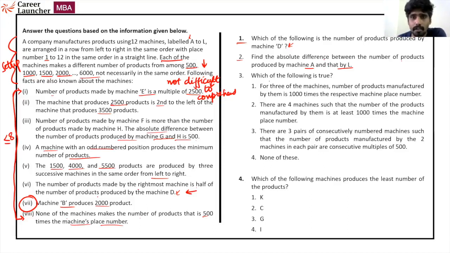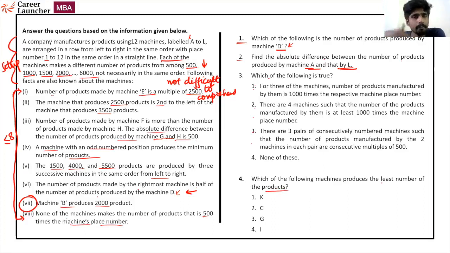Which of the following is true? Only 1 out of the 3 statements is true, probably, because the 4th option is none of this. So there is just a slight chance that you may not be able to find the number of products produced in all the machines. Well, you will be able to determine it for D and A and L. That is definite. Which of the machines produces the least number of products? Okay, you will be able to determine that too.